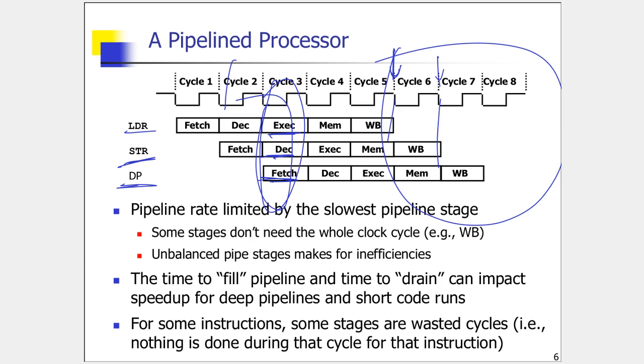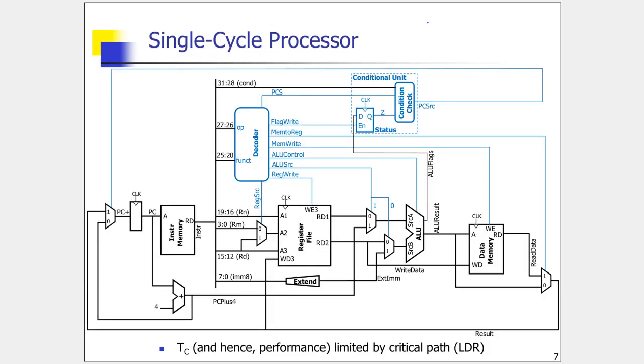So in the ideal case, you can see that one instruction completes every cycle, but your cycle time is 1/5, which means your throughput increases 5 times. So that's the whole idea of pipelining. Now, how do we convert a single cycle processor into a pipeline processor?